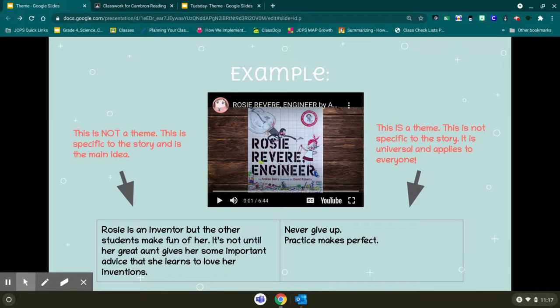They are not specific to this story. You could read many books about never giving up, and you could read many books about practice making perfect. These are universal themes, so they're going to apply to me, to Miss Rapp, to Miss Davis, to all fourth grade students. They're going to apply to anyone who reads this story. You could come up with a situation in your life where you would need the theme of never giving up, or you would need the message that practice makes perfect.